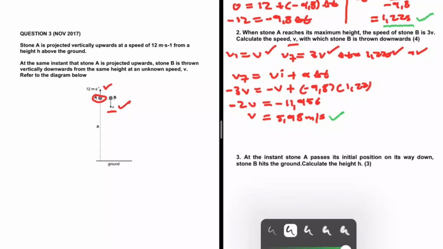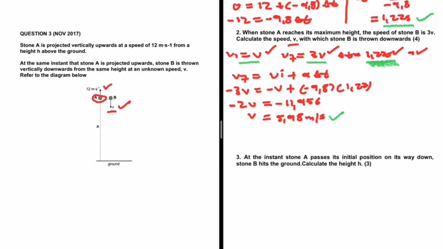You just need to identify your initial velocity, your final velocity, and maybe the time was also a bit tricky because the speed of stone B is 3v when stone A is at its maximum height, and we know fully well that stone A is at its maximum height in 1.22 seconds. So I guess it was also a bit tricky to identify that the time is supposed to be 1.22, but apart from that, we just stick to the basics.